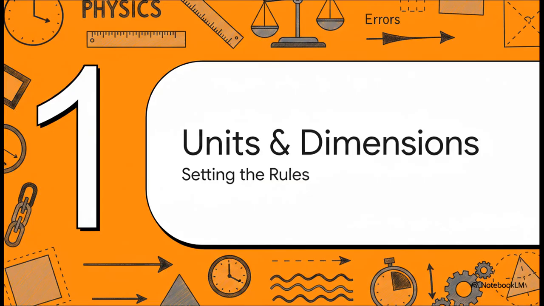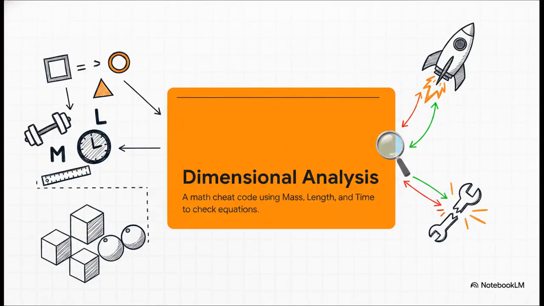Section 1. Physics. Units, dimensions, and errors. Before we can really play the game, we've got to understand the tools of the trade. The most powerful tool we have in our arsenal is dimensional analysis. I really do like to call this a mathematical cheat code. It's this incredible method used to check equations and derive formulas by breaking literally everything down into base dimensions, specifically mass, which we represent with a capital M, length as L, and time as T.